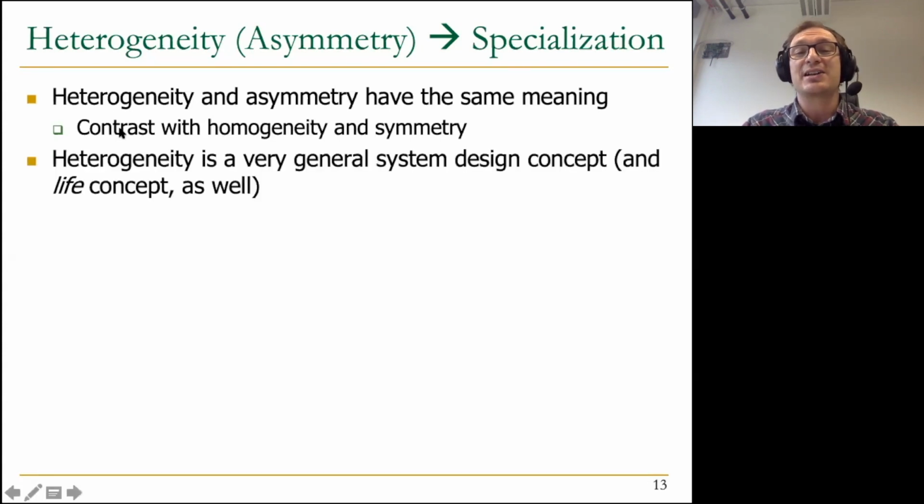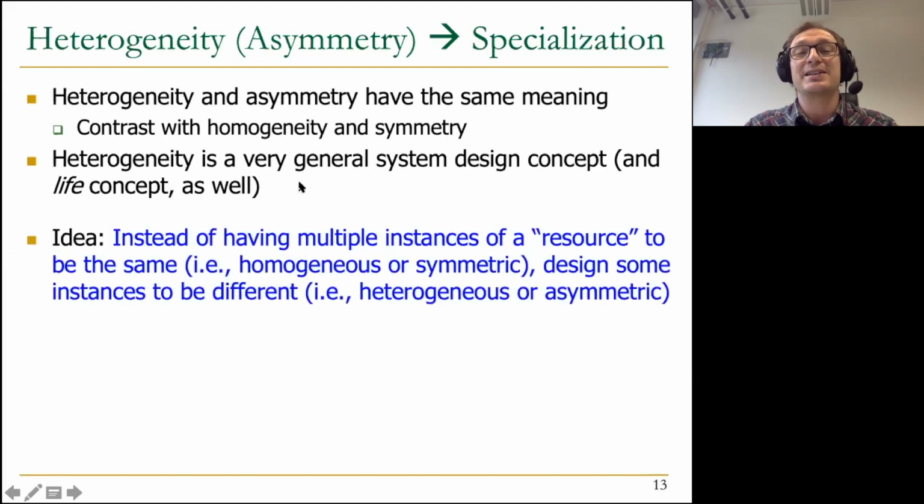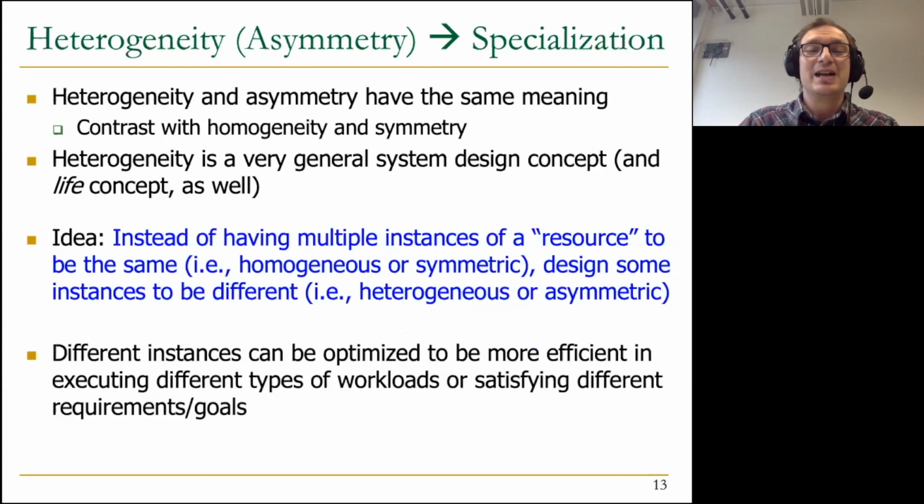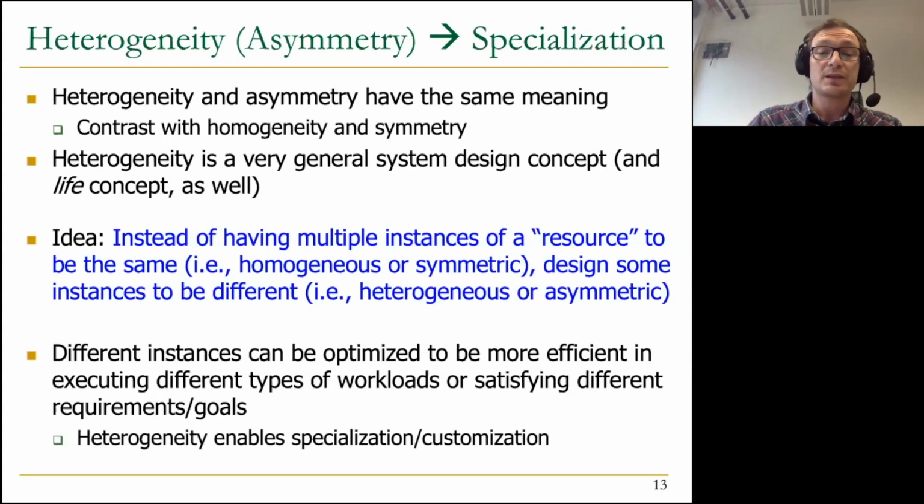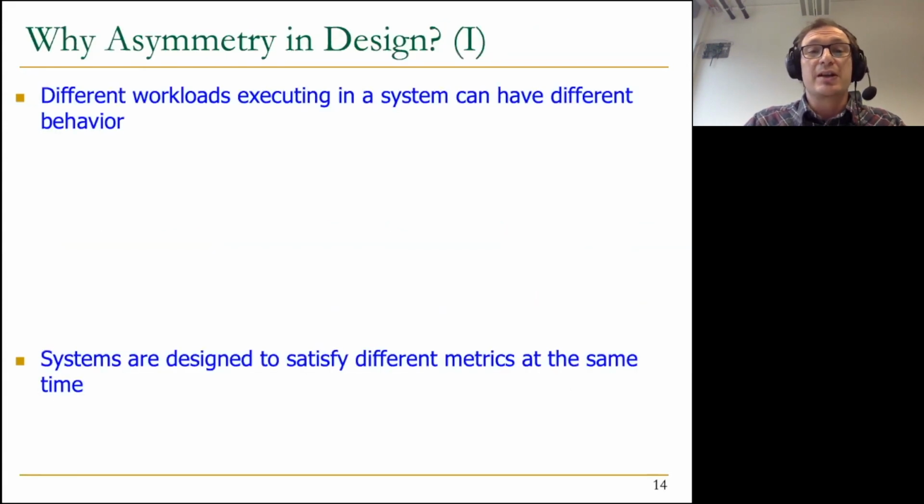And it's a very general system design concept and a life concept as well, clearly, right? The overall idea is, instead of having multiple instances of a resource be the same, in other words, homogeneous or symmetric, design some instances to be different, or heterogeneous or asymmetric. It's very simple, as you can see. Different instances can now be optimized to be more efficient in executing different types of workloads or satisfying different requirements and goals. So now you have enabled flexibility to specialize your system to different types of workloads or different requirements and goals, at any granularity that you decide to manage this heterogeneity. So it's very, very powerful in the end. This is why I say heterogeneity enables specialization and customization of the underlying system to the executing workload or the goals.